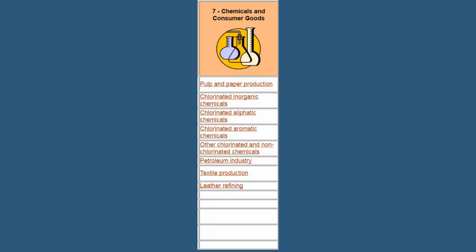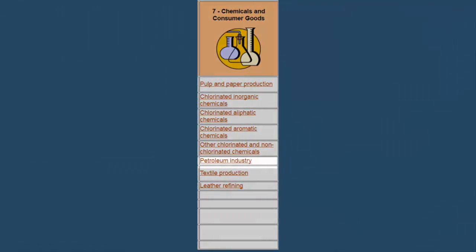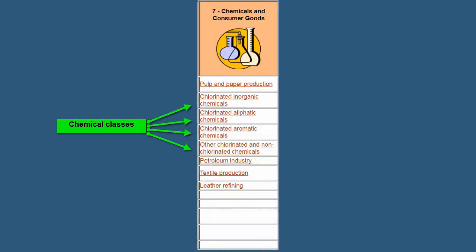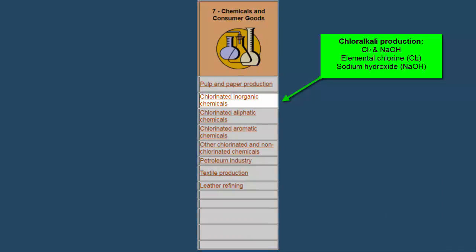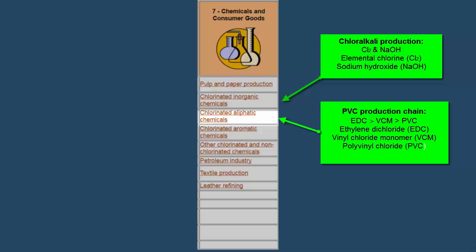It includes 8 source categories. Some are defined according to their products. For example, pulp and paper production, petroleum processing, textile production, and leather refining. Others are defined according to chemical classes. The source category, chlorinated inorganic chemicals, includes only one source: the chloralkali process that produces elemental chlorine with sodium hydroxide as a coproduct. Chlorinated aliphatic chemicals also has only one listing.